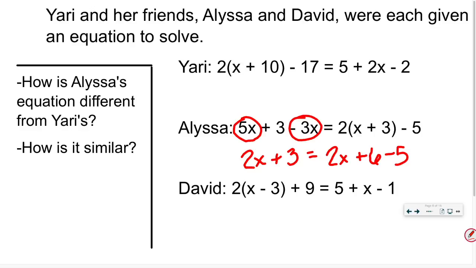Now what? I can combine my 6 and negative 5, and what would I get there? 1. So now let's show this simplified. How are these two equations similar?